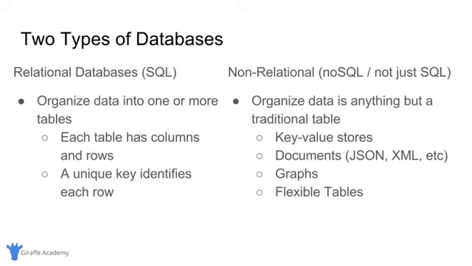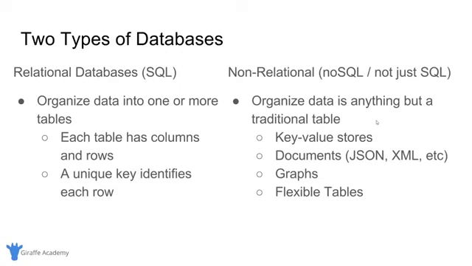So a relational database, which we have over here on the left, organizes data into one or more tables. So each table has columns and rows, and a unique key identifies each row. Now, relational databases are by far the most popular types of databases. And relational databases are going to store everything inside of these tables. So we'll organize all the data that we want to store inside of these predefined tables, and then we can just insert information into there. A relational database is a lot like an Excel spreadsheet. So if you've ever used a spreadsheet where we have columns and rows and we're storing information, that's essentially what a relational database is. And then over here on the right, we have non-relational databases.